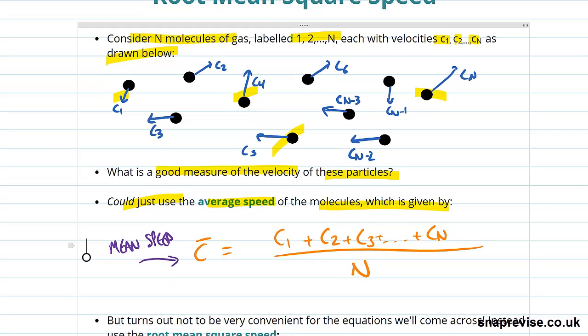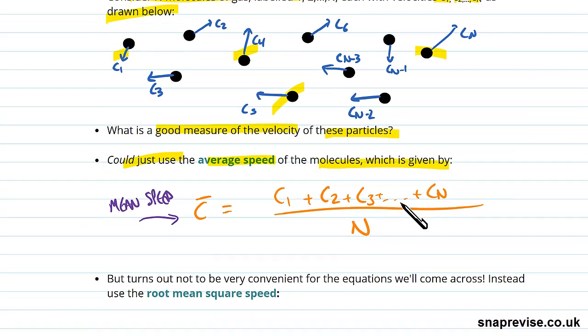But that's actually not very convenient for the equations that we're going to come across. So instead we're going to use the root mean square speed. And there will be a moment later when we'll realise why using the root mean square speed was so much more useful, especially when we come to kinetic energy. We won't see that for a bit, but do trust me that this will be a lot more useful to us at the moment than talking about the average speed.